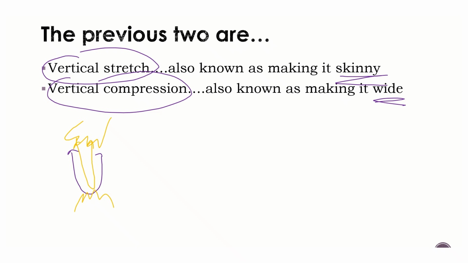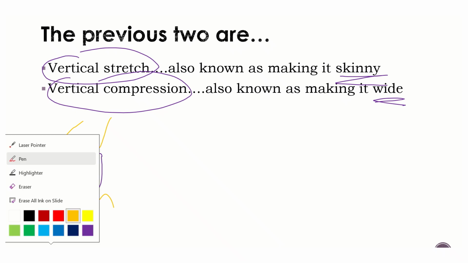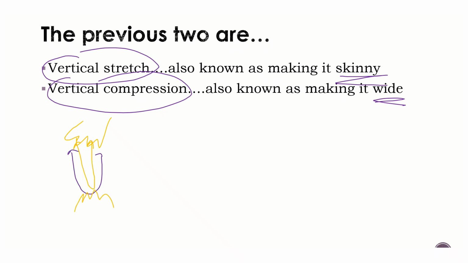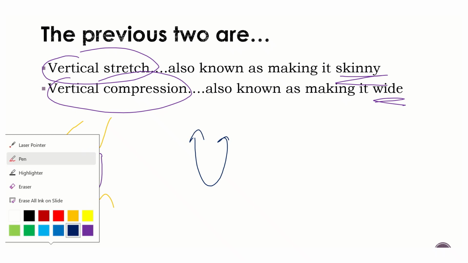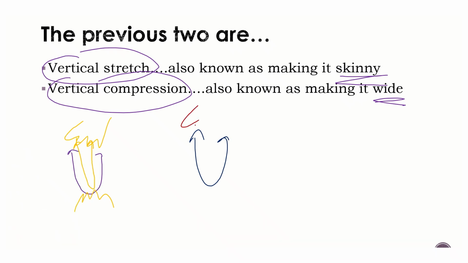You're going to pull it, and that's your vertical stretch. And then with the compression, we've got your hand, and this time you're going to be pushing. When you push on it, it's going to get flat. You're almost going to flatten it out because you're pushing down on it, as opposed to this one where you are pulling it apart. So we have vertical stretch and vertical compression, also known as making it wide.